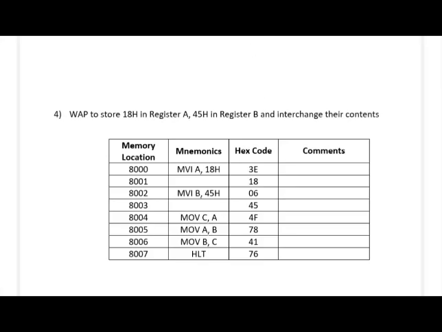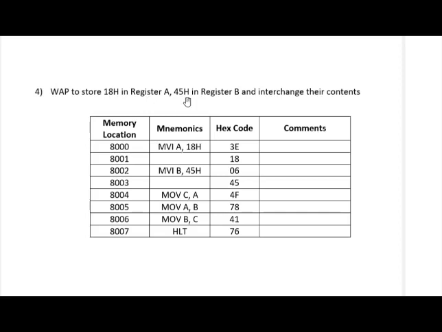Then the fourth one. This is the program: write a program to store 18H in register A, 45H in register B, and interchange their contents. This is the interchange program. First we have to store the data and then interchange their contents. So the first instructions are MVI A, 18H, and MVI B, 45H.